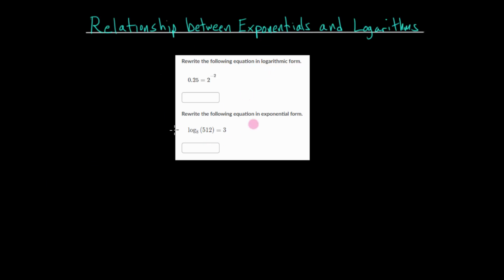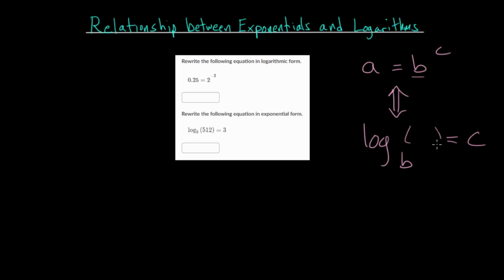So with this first example problem, we need to rewrite the equation in logarithmic form. Now, in general, let's say we have some exponential expression, a is equal to b to the c. To rewrite this as a logarithm, remember that logarithms have the same base as our exponential expression, so it would be log base b, and logarithms are always equal to the exponent, so the logarithm will be equal to c.